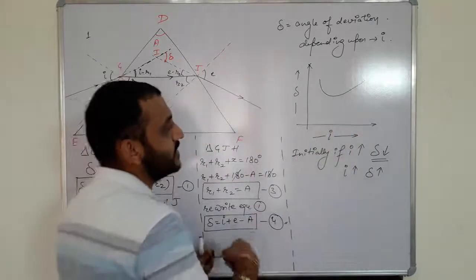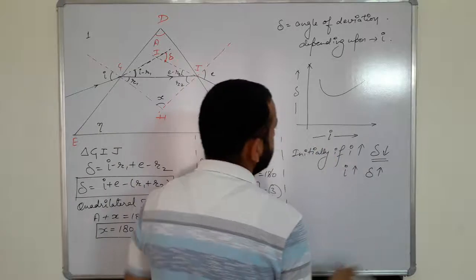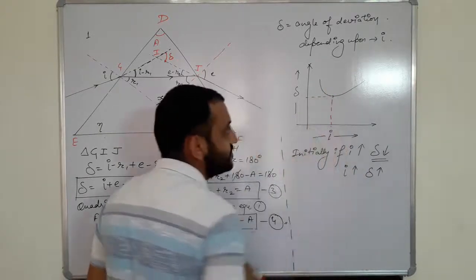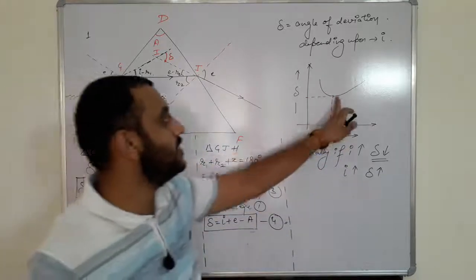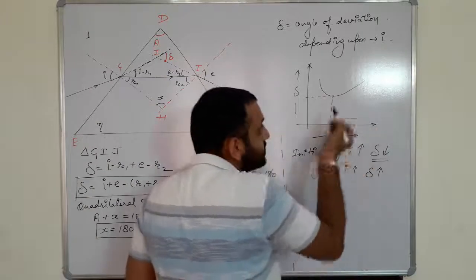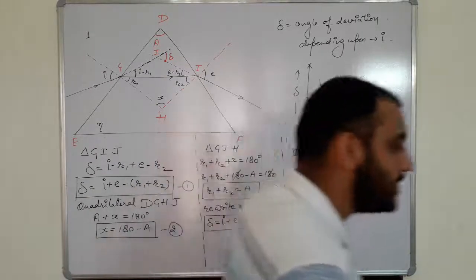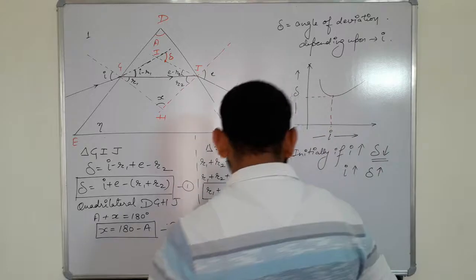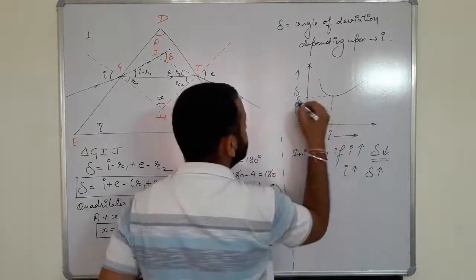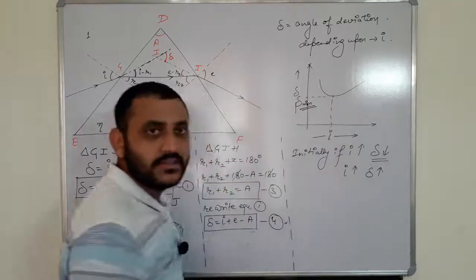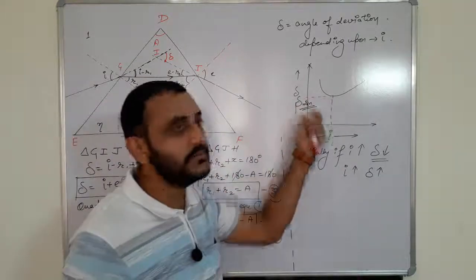Initially, if we are increasing the angle of incidence, then delta is decreasing. After reaching a minimum value of delta, we are again increasing the angle of incidence, but in this case delta is increasing. Okay, at this particular point the angle of deviation is called the angle of minimum deviation, represented by delta minimum. We represent it by delta minimum.